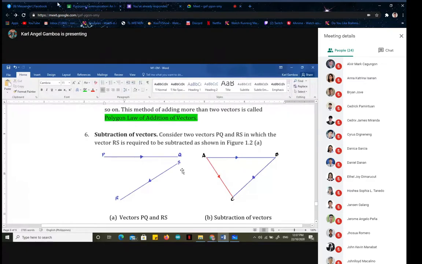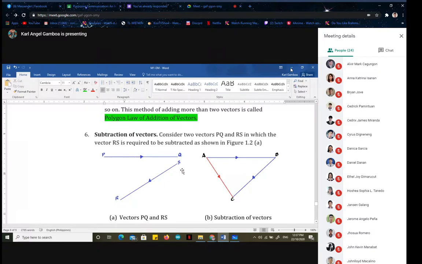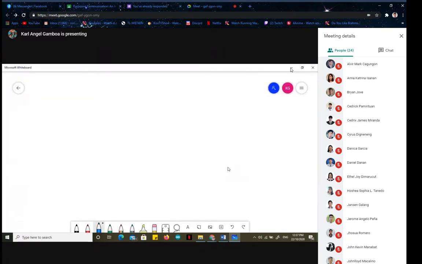So how do we subtract? Basically, it has now the same property on how do we add two vectors. Okay, so ano lang ang pinagkaiba? Gagamit lang tayo ng subtraction. But take note of this.